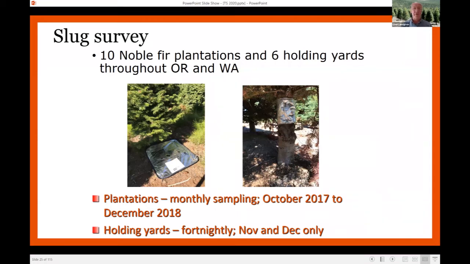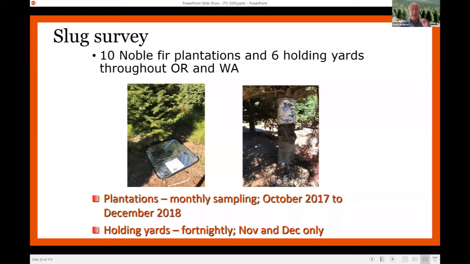The process that Rory used, and what we were involved with there, was 10 noble fir plantations throughout Oregon and Washington that were sampled for slug populations, and 6 holding yards. The holding yards were the shipping areas in October, November, December that were sampled.